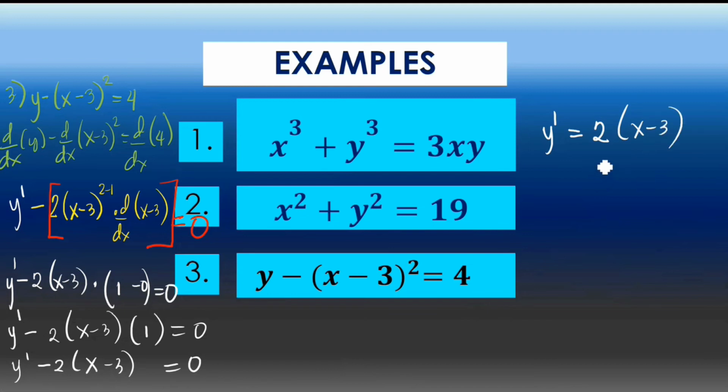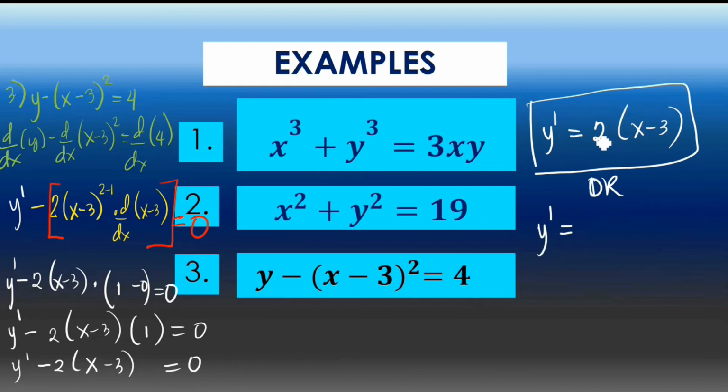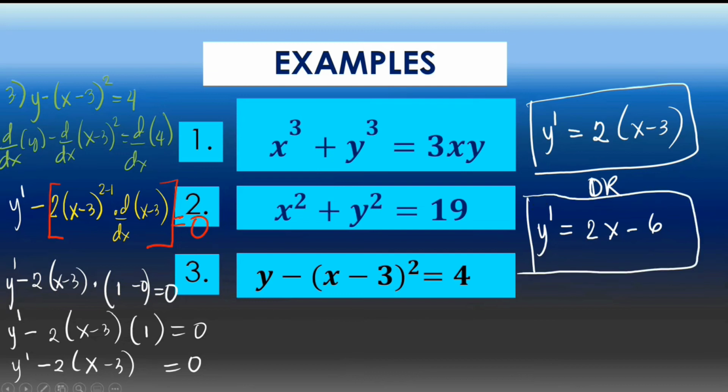Okay? Actually, this can be your answer. Or if you would like to distribute, okay, so we have y prime equals to 2 times x, so we have 2x, 2 times negative 3, so we do have negative 6. So you can have either of these answers. Okay.